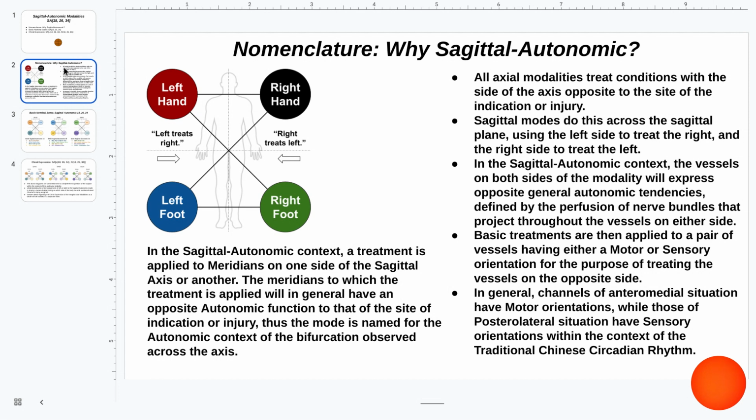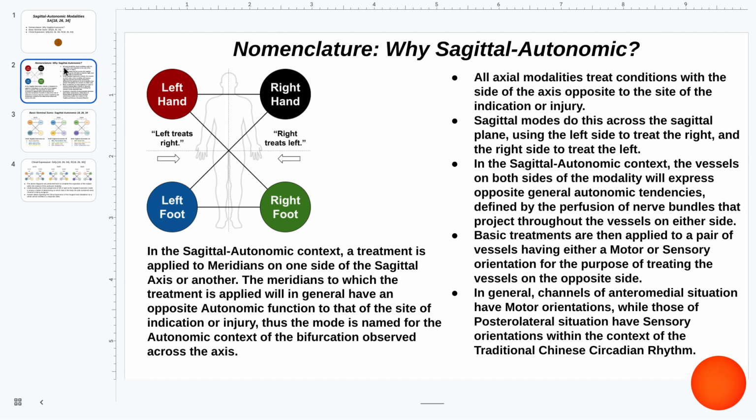The bullet points on the right provide the same information previously given from a slightly altered but entirely equivalent perspective. They are as follows. All axial modalities treat conditions with the side of the axis opposite to the site of the indication or injury. Sagittal modes do this across the sagittal plane, using the left side to treat the right and the right side to treat the left.